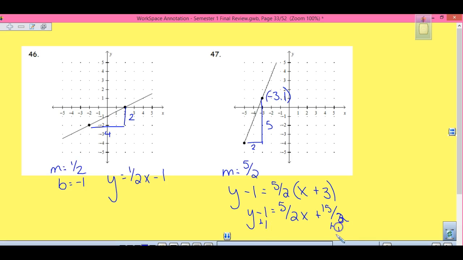plus 1. Dylan, you're telling me that you had this whole thing correct? Then I would start writing down. So y equals 5/2 x plus 17/2.